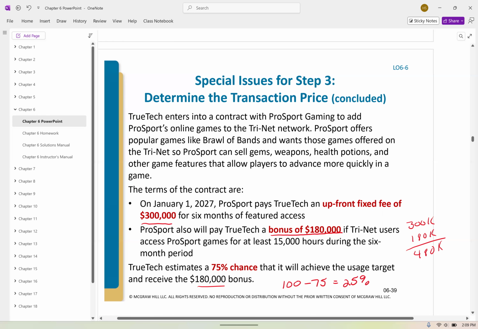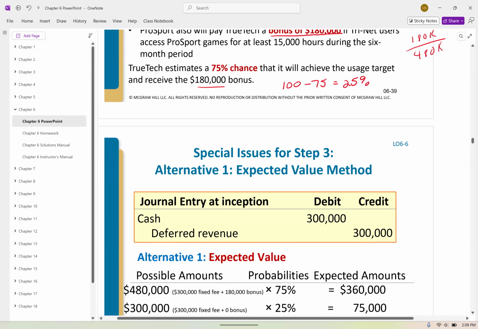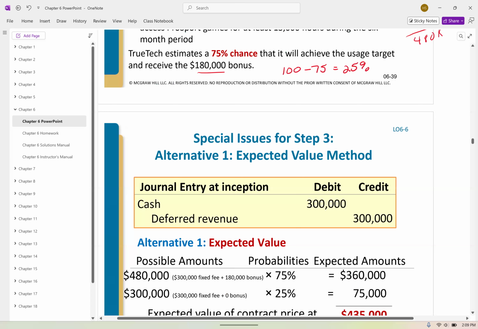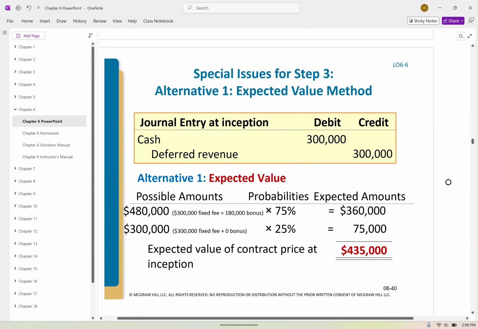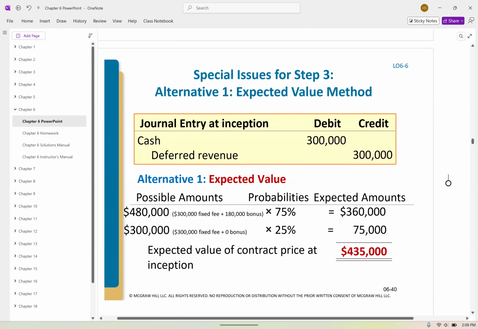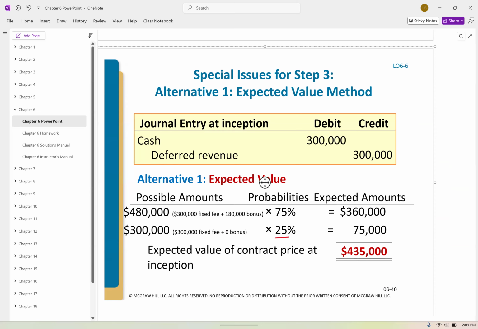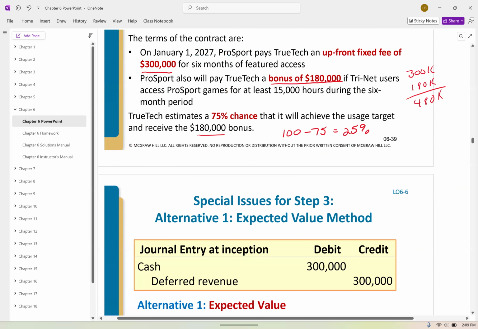then we have a 25% chance that it will only be the 300. Okay. So first thing we're going to do is make the journal entry for that cash and defer that revenue of 300,000. Okay. Here's our first alternative in using what we call the expected value. So I did that little 25% over there because it was right there, 25% or the 75. And as I was looking over these slides before this lecture, I was like, where'd that 25 come from? Oh, okay, it's the 100 minus 75. They didn't necessarily tell us that.